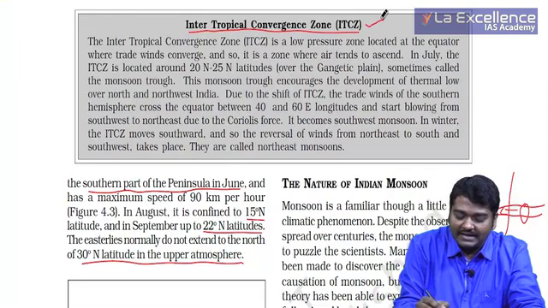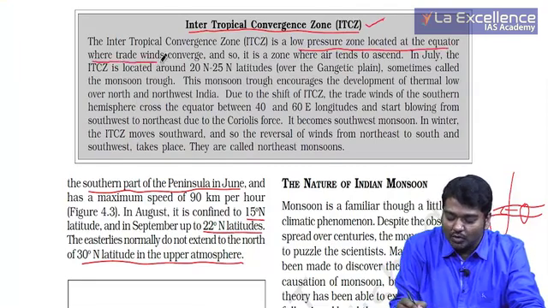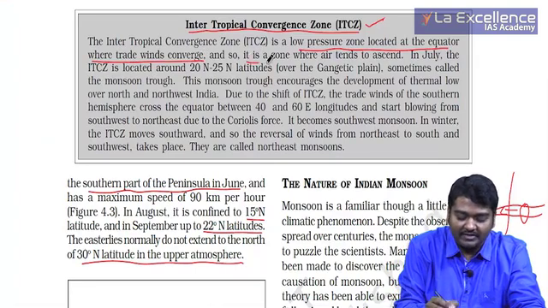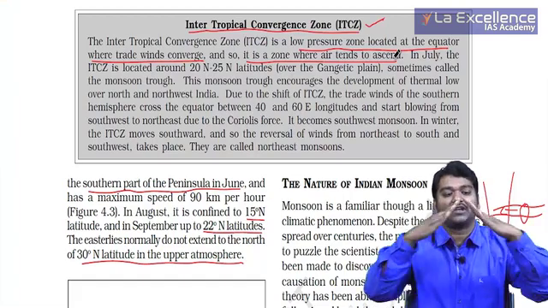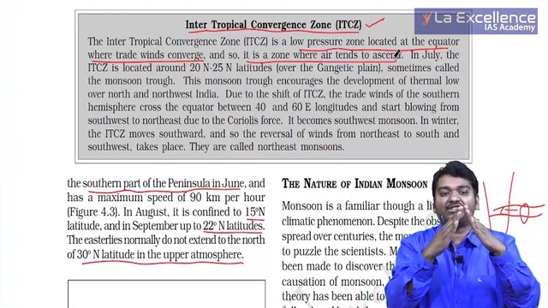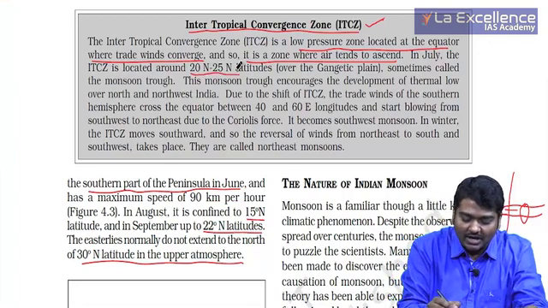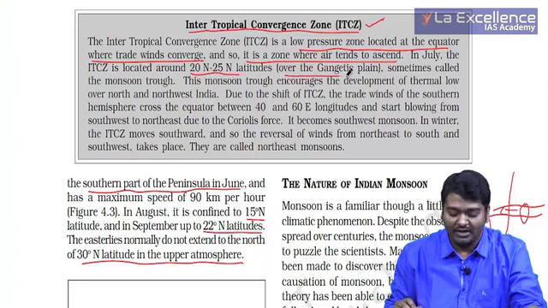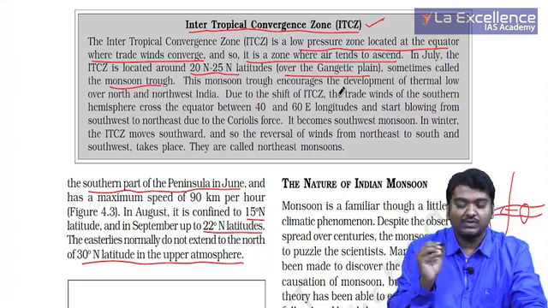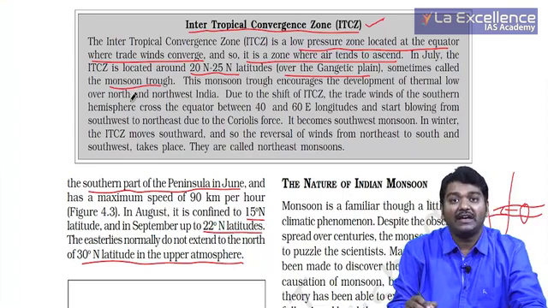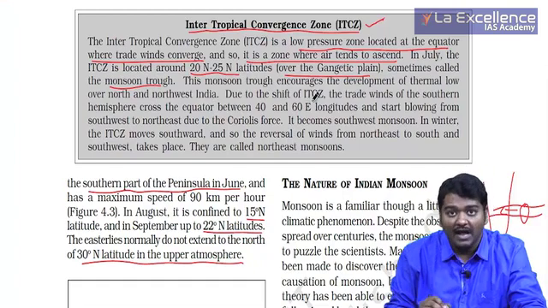And then you have the ITCZ. I have already explained it, but still let us see. It is a low pressure zone located at the equator where trade winds converge. It is a zone where air tends to ascend. Whenever air ascends, if it has moisture, it becomes cool and gives heavy rainfall. In July, the ITCZ is located around 20 to 25 degrees north latitude over the Gangetic Plain, sometimes called the monsoon trough.